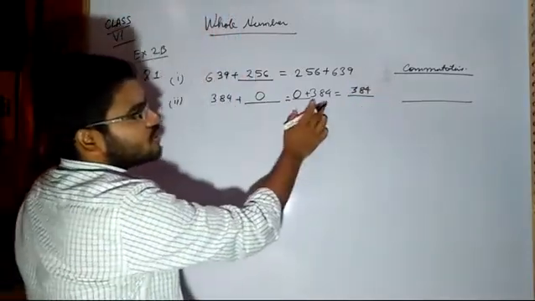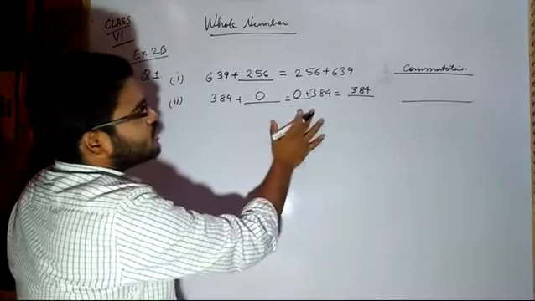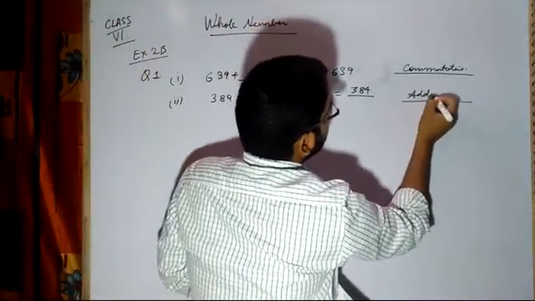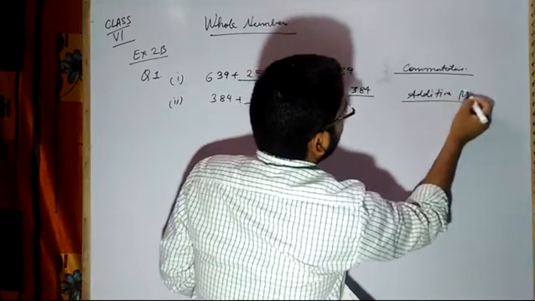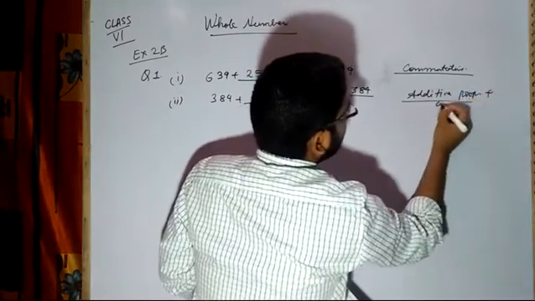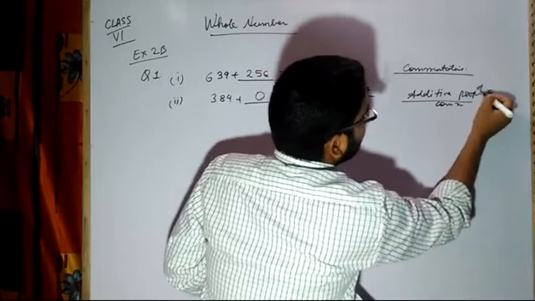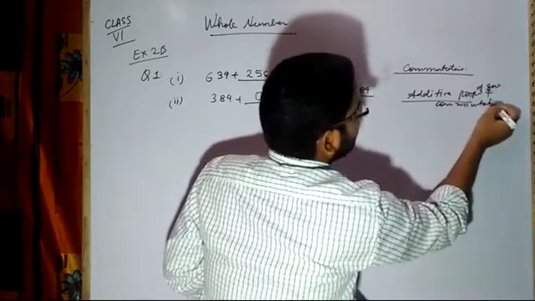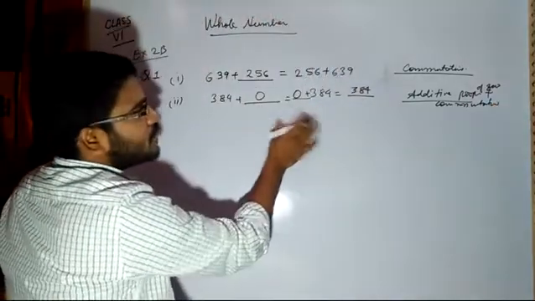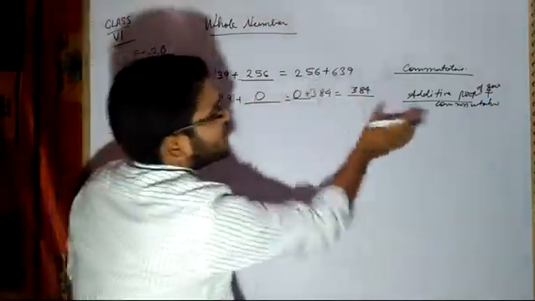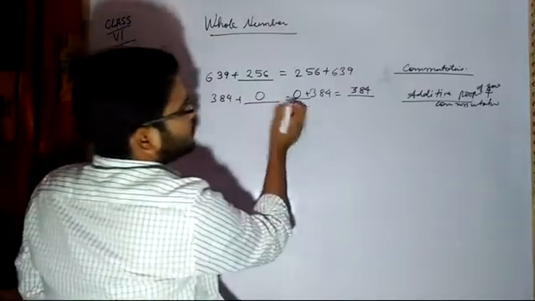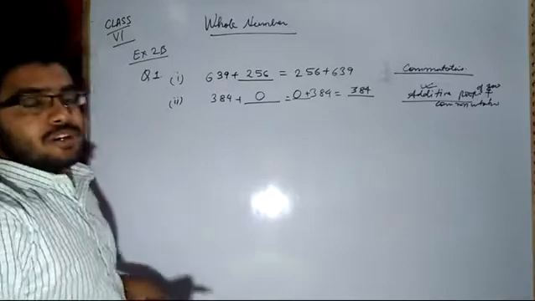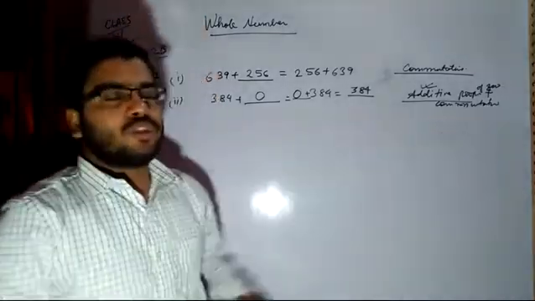384 plus 0 is 0 plus 384. So which type of property is this? This can be said to be the additive property plus the commutative property. Additive property of 0 and commutative property. From these two, the commutative property holds, but by putting 0 we can say the additive property. So the best answer will be the additive property of 0. The commutative property should not be written.